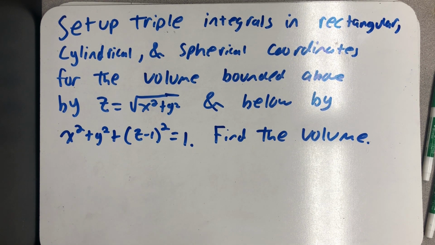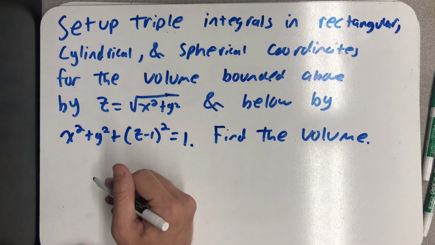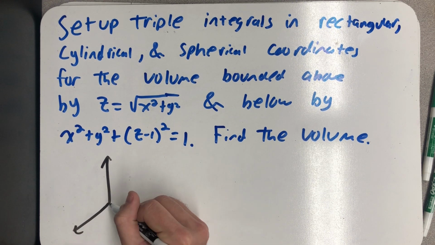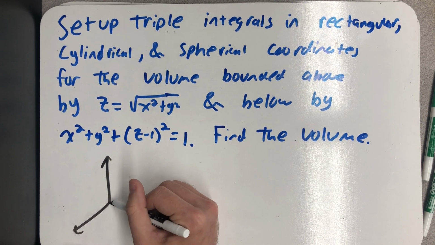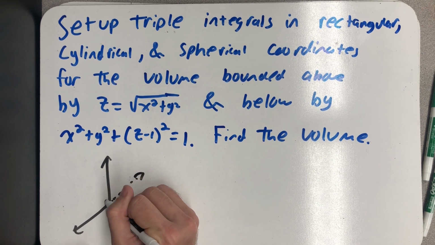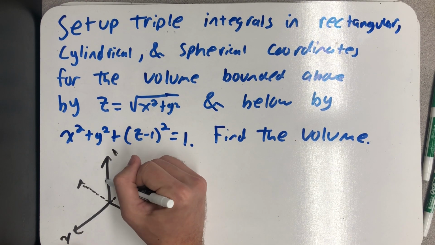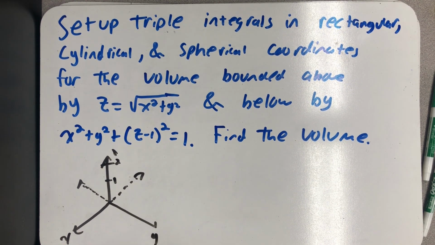Okay, so let's start by finding the bounds of the region in rectangular coordinates. What we're going to need to do is start with a diagram. This is a sphere of radius 1 centered at 0, 0, 1. So I know everything I'm going to deal with is going to be above the xy plane. So there's the center of my sphere.